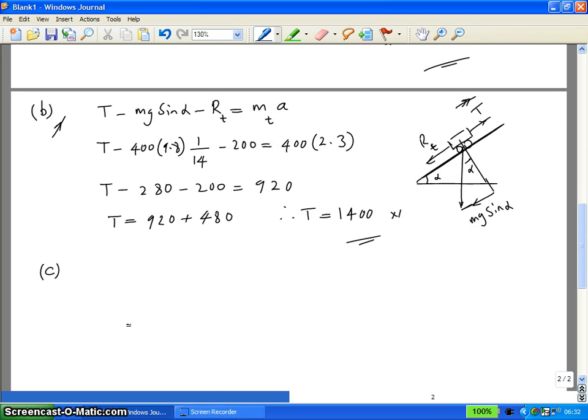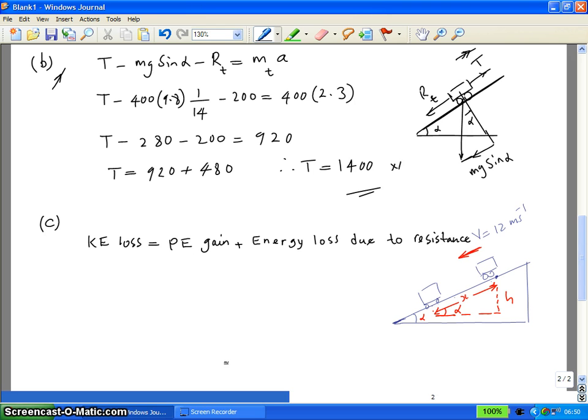As you can see, I've done the resultant force here. The tension, take away the gravitational force, and taking away the resistance force, is equal to ma. Substituting values, as you can see, and then solving for T, we work out T to be 1400 Newtons. So that's the end of part B.